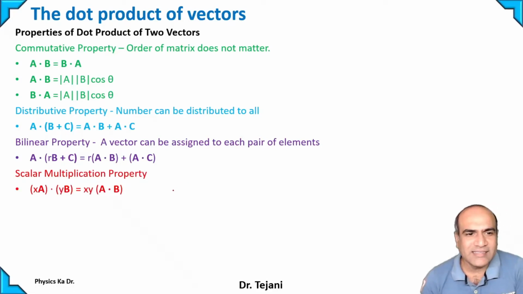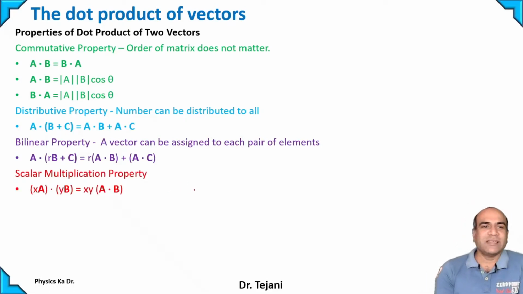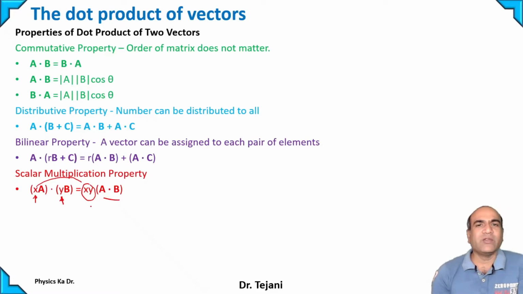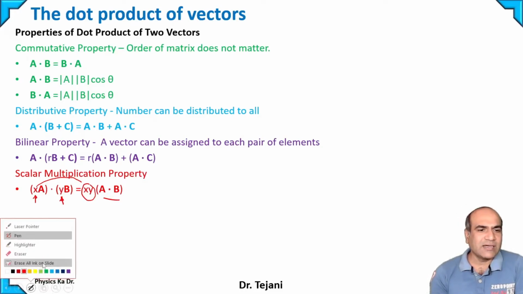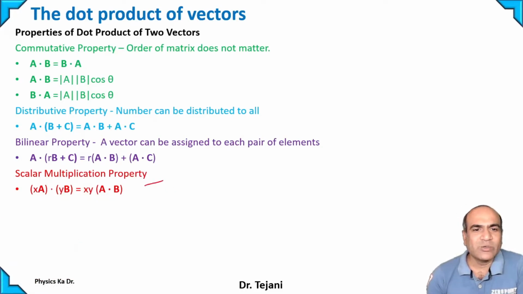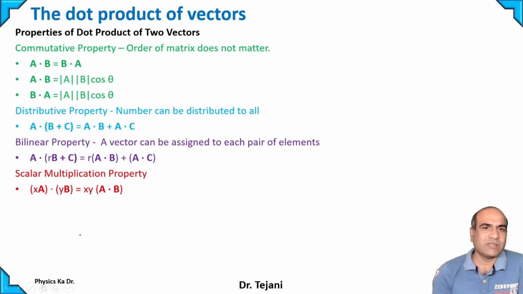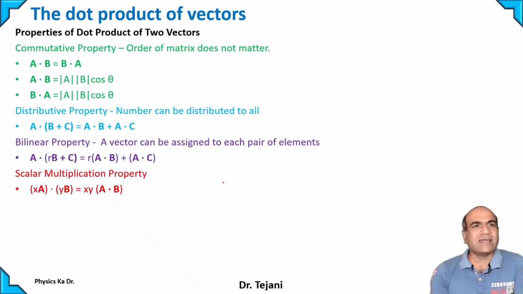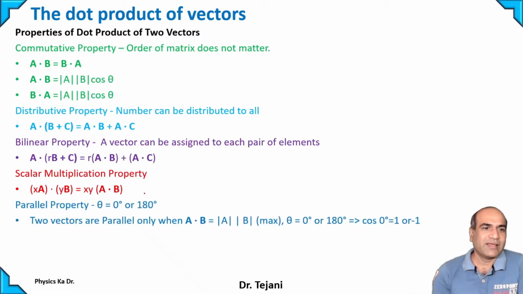Next is scalar multiplication. Small x is a scalar value, small y is a scalar value. So you can directly multiply x by y, and you can have A dot B. So scalars you can treat similar to the algebraic property. There isn't any difference in the property of the dot product, or simply you can say algebraic property. See, ultimately the dot product is a scalar quantity, so all the algebraic properties are applicable here.